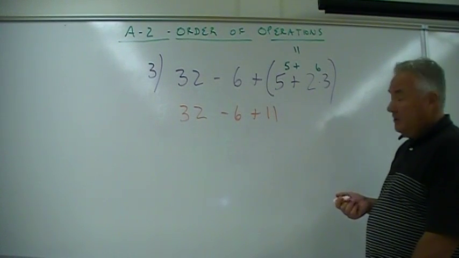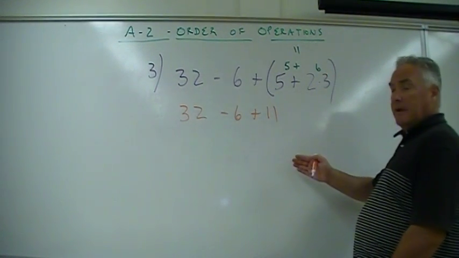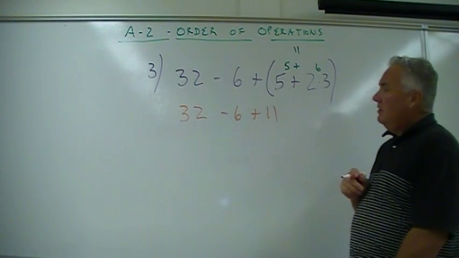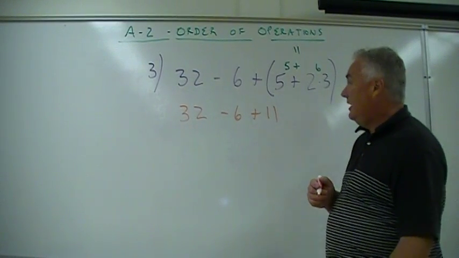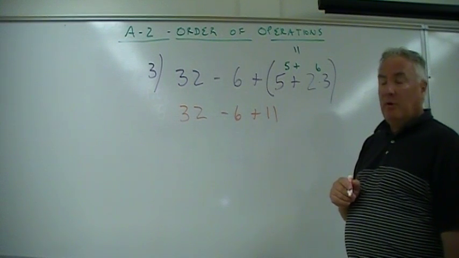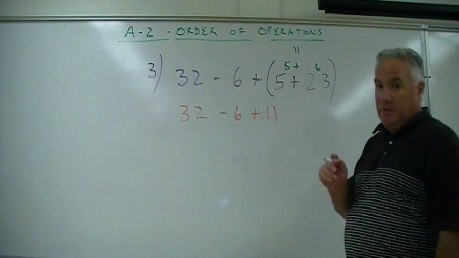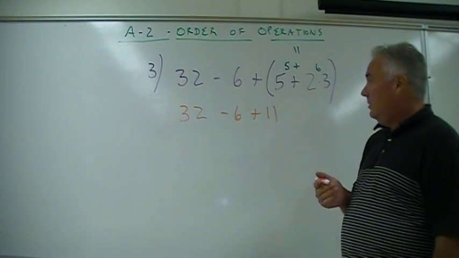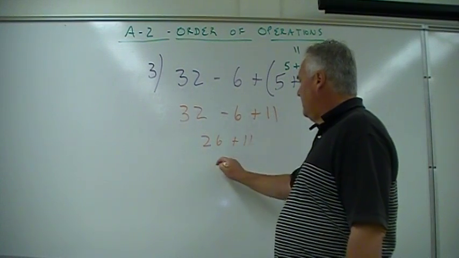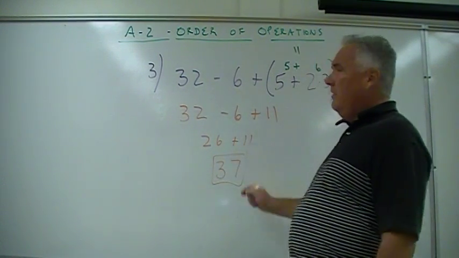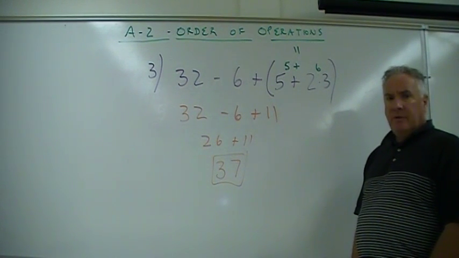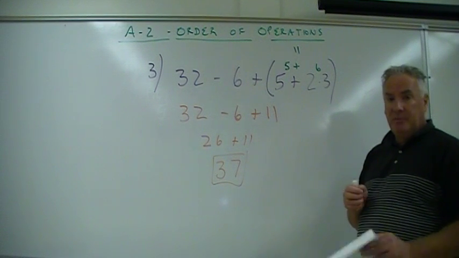Now all we have is addition and subtraction. We do it left to right. We do subtraction first, even though it's before addition. So guys and girls, when it's addition and multiplication, subtraction and addition, we just go left to right. We don't do add first, following the PEMDAS strict rule. 32 minus 6 is 26 plus 11. And then we have the wonderful prime number of 37 as our answer. And so that covers the first 3 teaching problems.